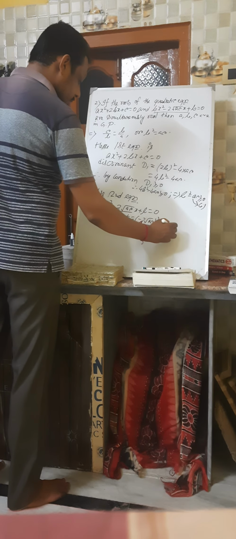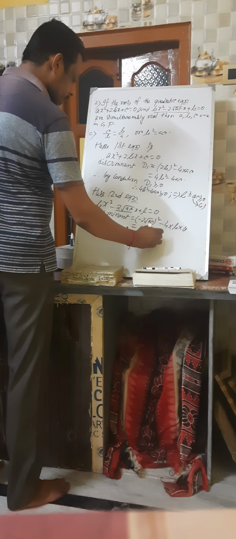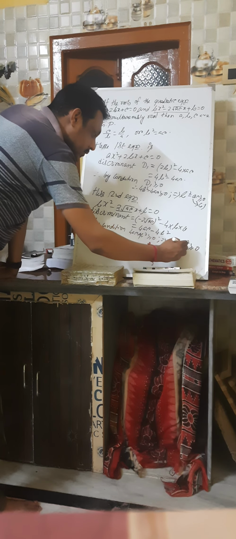Here a is b, c is also b. That means 4 into b into b. You get 4ac minus 4b square. Now the roots of this equation are also real. Therefore by condition you can write 4ac minus 4b square greater equals to 0. That means you can write ac minus b square greater equals to 0. You can write it as condition 2.